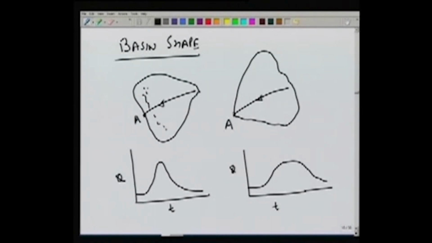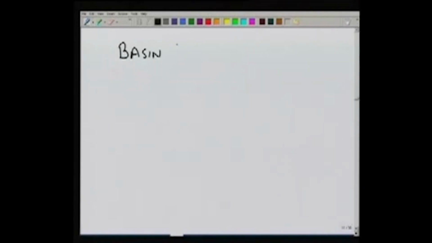The next factor may be the basin size. Size, of course, decides the volume of rain occurring over the catchment. So if the size is more, the volume of rain will be more, and therefore typically the runoff will be higher.